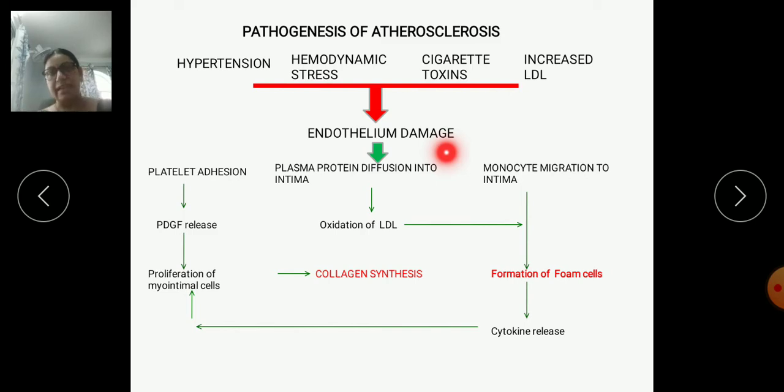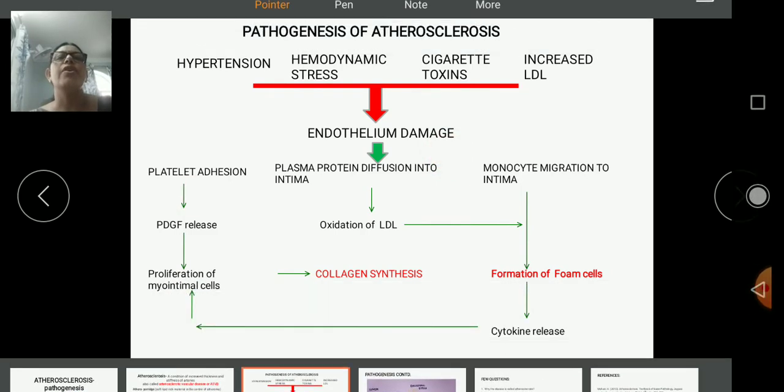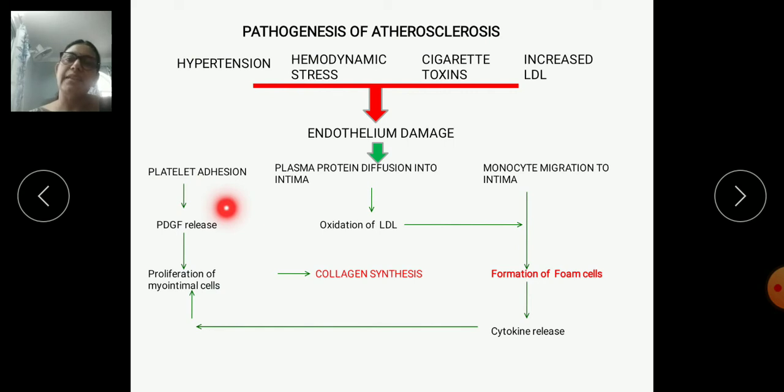If endothelial layer gets damaged, three things occur. One is platelet adhesion will take place at that region. Second, the plasma proteins, what are the plasma proteins? The albumin and the globulin. They move out from the blood and diffuse into the tunica intima. And the third thing that happens is the monocytes migrate into the tunica intima. You have already seen that in case of inflammation, whenever there is a rupture in the endothelial layer, the monocyte moves out and goes into the cell. So this thing is happening.